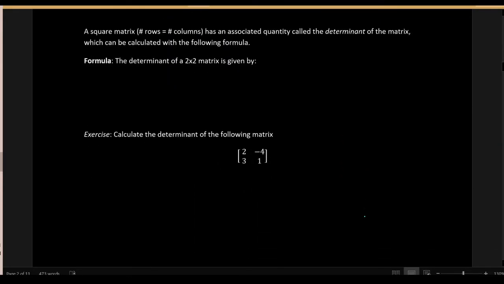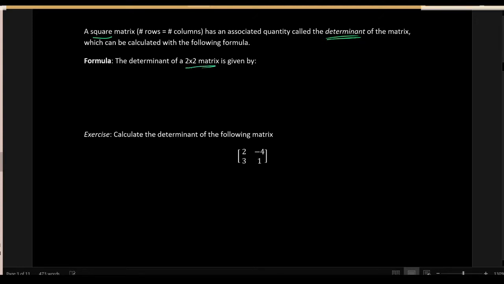Now in our class, we will be focused in particular on so-called square matrices. And a square matrix is just one where the number of rows is an exact match to the number of columns. For example, 2 rows and 2 columns, 3 rows, 3 columns. And if you have a matrix which is square, then you can take that matrix and calculate an associated number called the matrix determinant. Now the formula for the determinant is different depending on the size of your matrix.